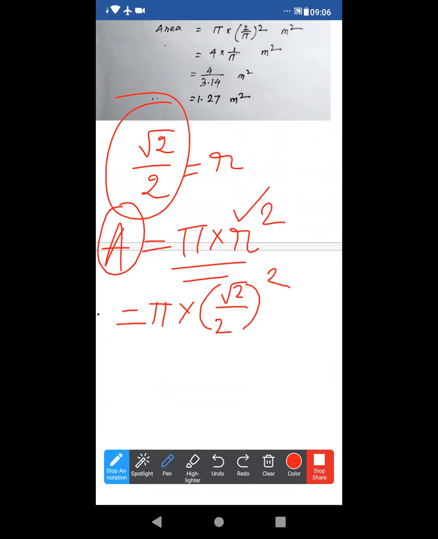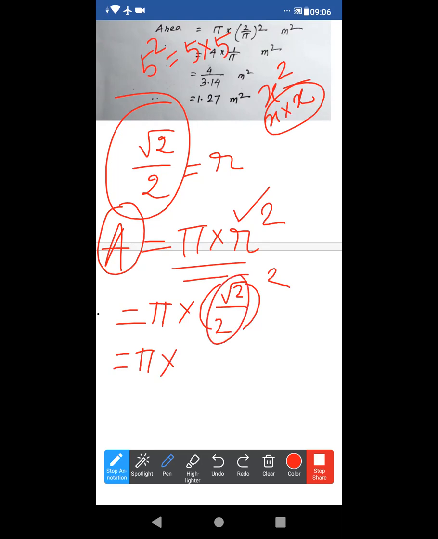That's square. Now, in case of square, that means it is multiplied 2 times. Basically, look, suppose x square. That means x into x. Suppose 5 square. That means what? 5 into 5. So in the same way, pi into √2 by 2 square. Acha, if it is a by b whole square, that means what? A square in the numerator as well as b square in the denominator. We have to square both parts, numerator and denominator.